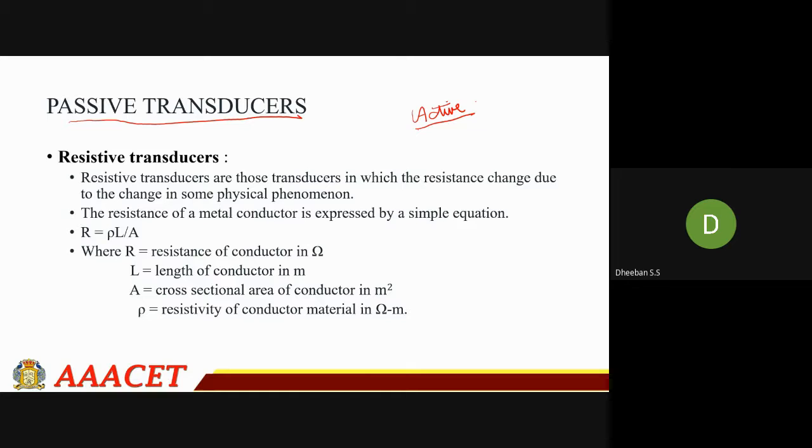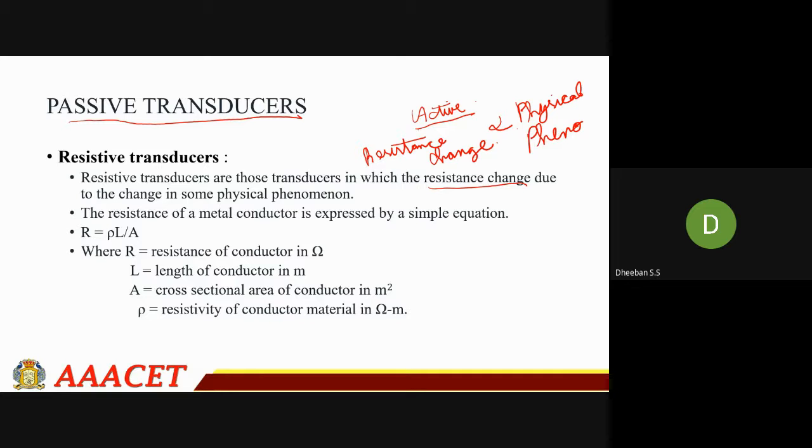The resistive transducers operate based upon resistance change. This resistance change will be directly proportional to some physical phenomena. This is the main principle involving the resistive transducer. So due to the change in the physical phenomena, the resistivity or the resistance value gets changed.